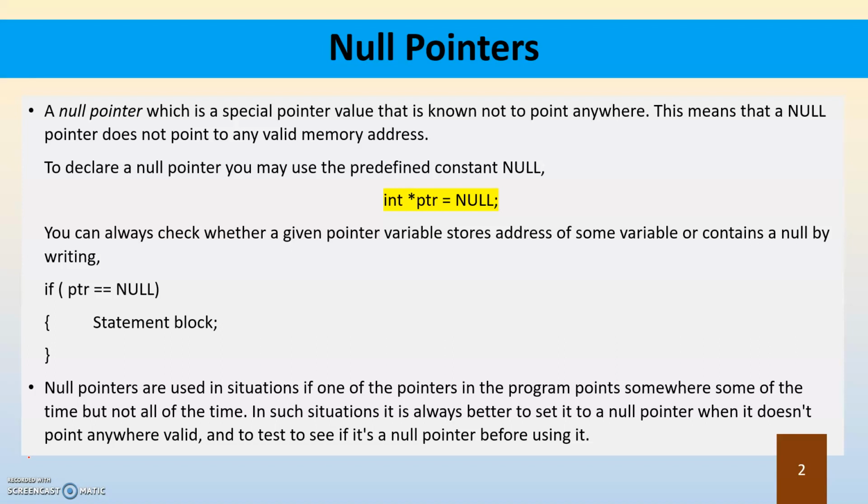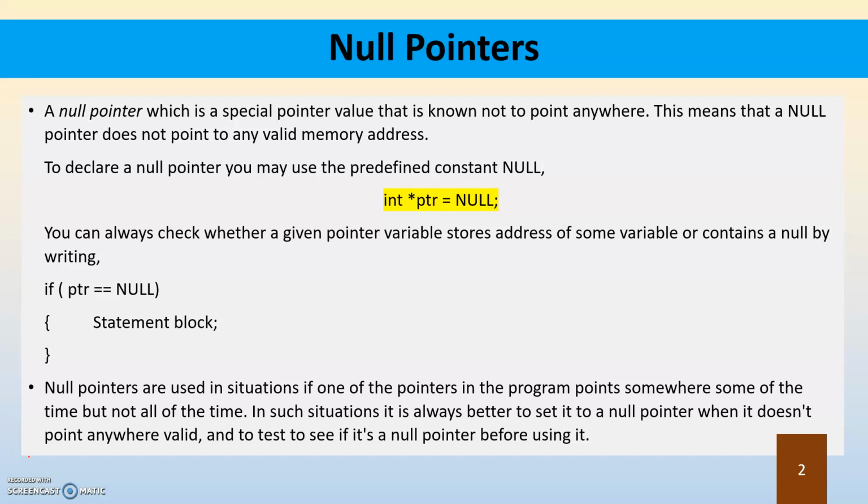And for the declaration of this null pointer, if ptr is my null pointer, then int *ptr = NULL. NULL is a predefined constant. So we first declare the pointer, then we assign it a NULL value, which is a predefined constant.